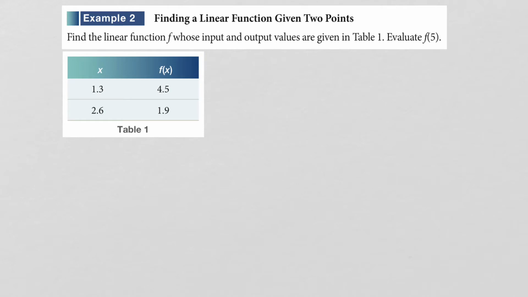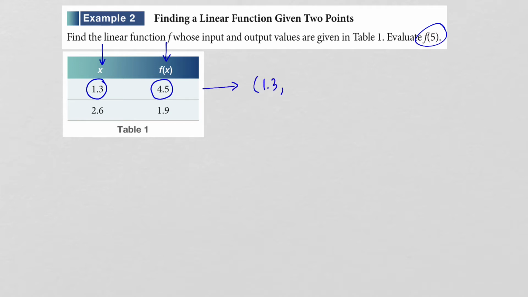Our next example is a little more abstract. It says, find the linear function f whose input and output values are given in table 1. And then once we do that, it says to find f of 5. So here you can see they have an input value of x and an output value of f of x. And the first one is x is 1.3 when f of x is 4.5.